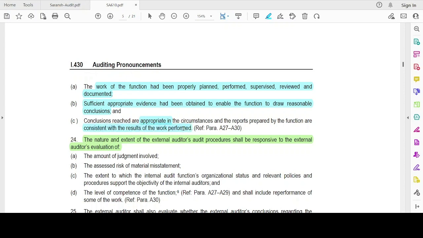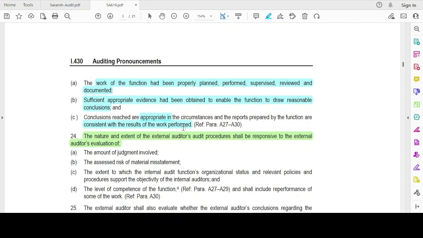See, the evidence is saying that it's not proper, but the internal audit function has given a report that it is very perfect. Which means the conclusions reached are not appropriate and not consistent with the results of the work performed. So these are things I have to evaluate before I rely on such evidence given by the internal audit function.